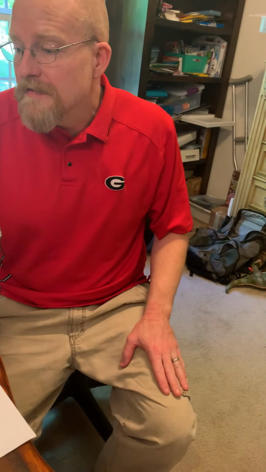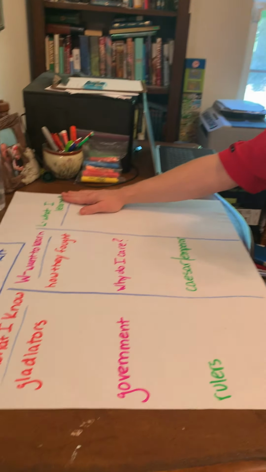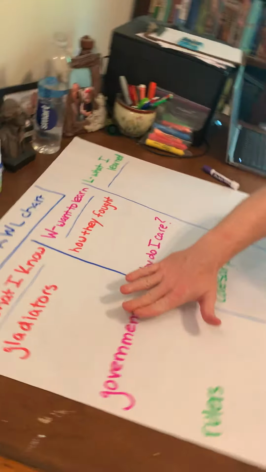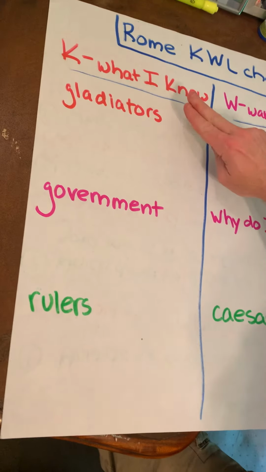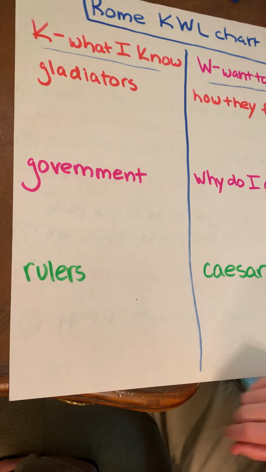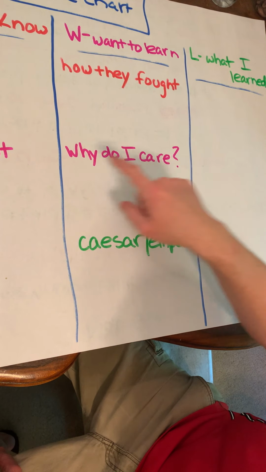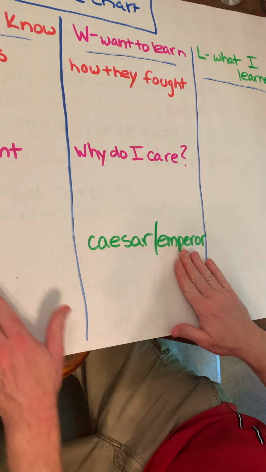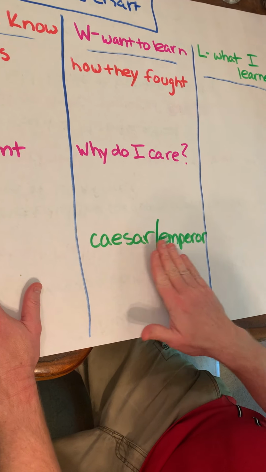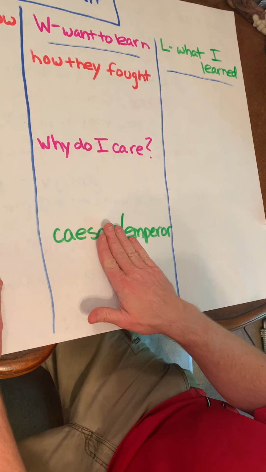So to complete your Rome assignment, what you need to do is to fill out your KWL chart. Please give me 3 things that you already know or think you know about. I went with gladiators, government, and rulers. I wanted to learn how the gladiators fought. I wanted to know why I cared about their government, and I wanted to know about their rulers and what was an emperor or the Caesar person.